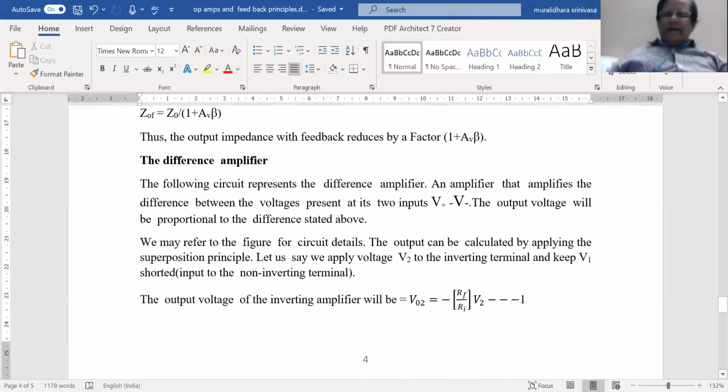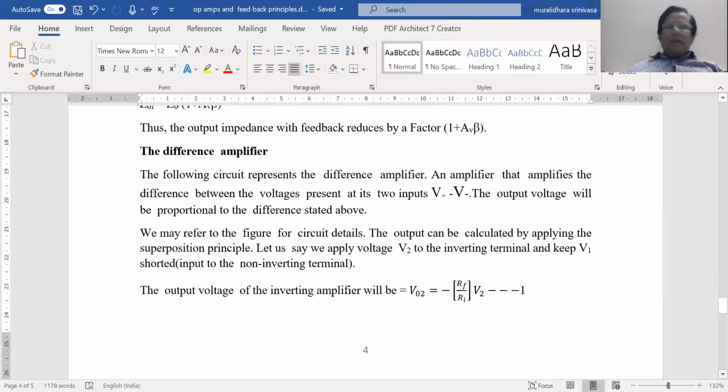Now as a final exercise for this session, we can look at the difference amplifier. Now what is this difference amplifier? This is what the op amp is originally supposed to do. It is simply supposed to amplify the difference between the voltages present at its positive and negative terminals, in other words, the inverting and non-inverting terminals. So such a circuit we are going to see.